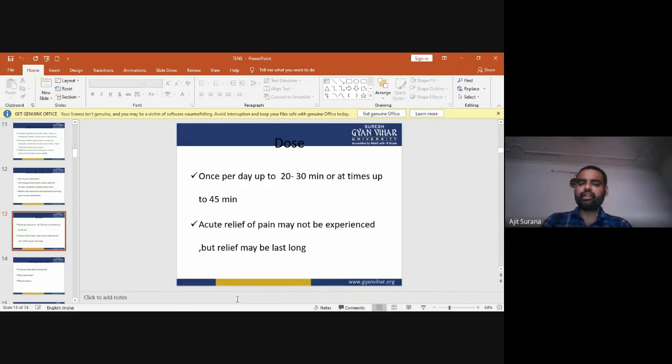They are used for pain relief. Acute relief of pain may not be experienced, but the relief may last long.